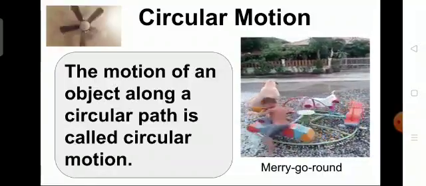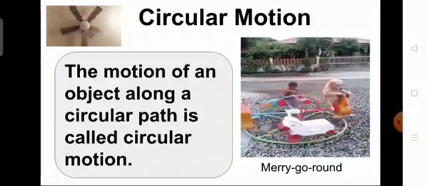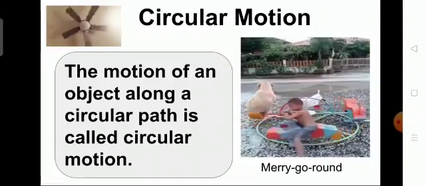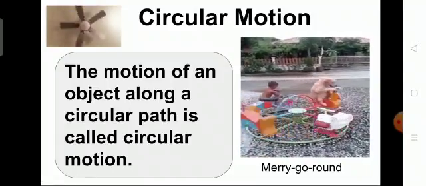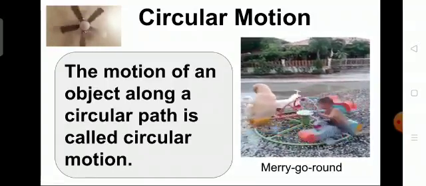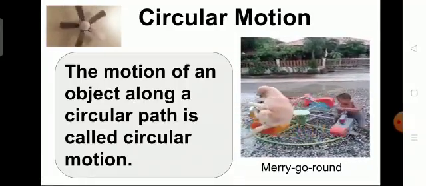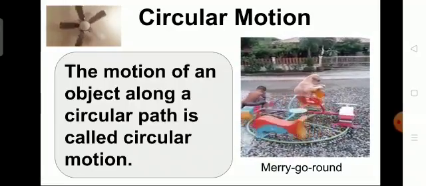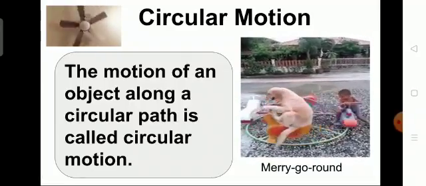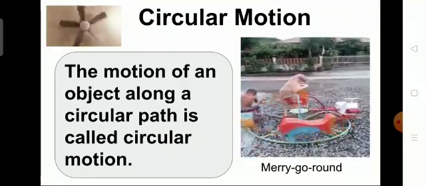Can you tell me any other example of circular motion? Yes, the motion of hands of a clock is an example of circular motion. Hands of a clock move in a circular manner.